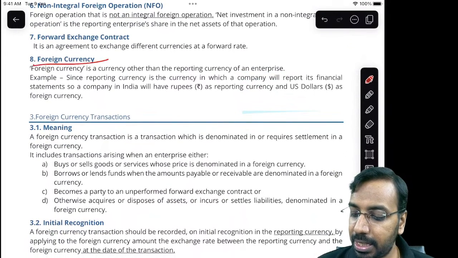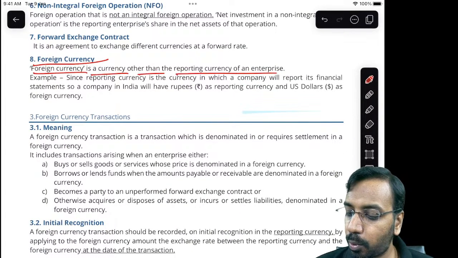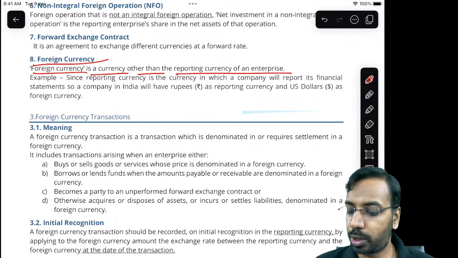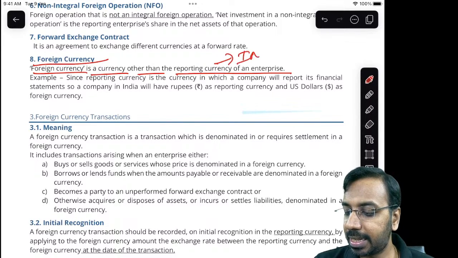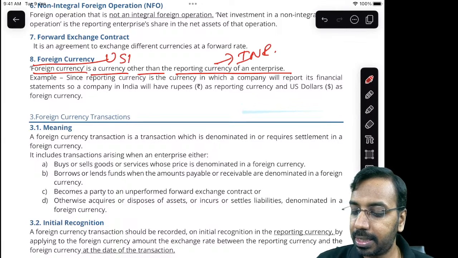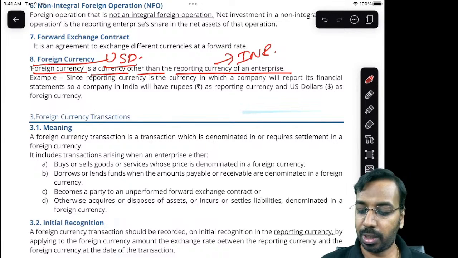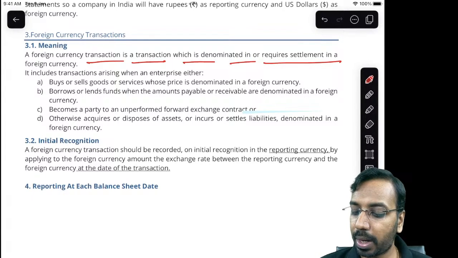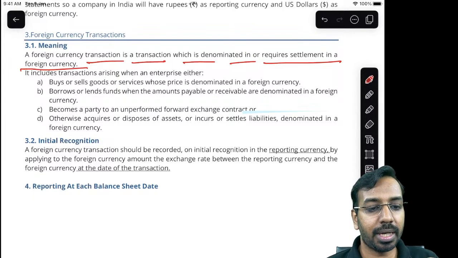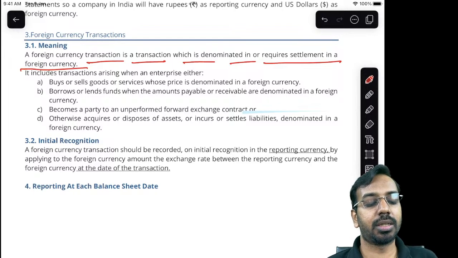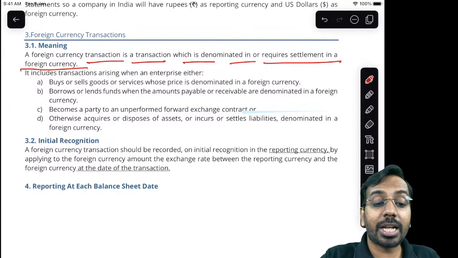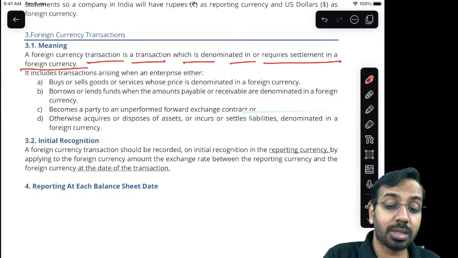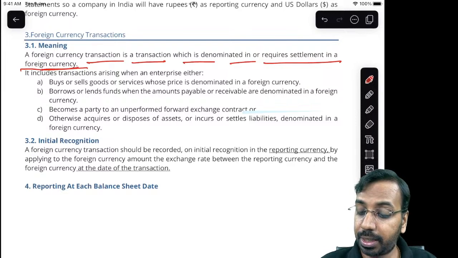What is a foreign currency? Foreign currency is a currency other than the reporting currency of the enterprise. So here, reporting currency is INR, foreign currency is the USD. Now, what are foreign currency transactions? Foreign currency transaction is a transaction which is denominated in or requires settlement in a foreign currency. Denominated in means I sold the goods in dollars. It is a foreign currency transaction. Or it requires settlement. I have to pay dollars or I have to receive dollars. That is a foreign currency transaction.